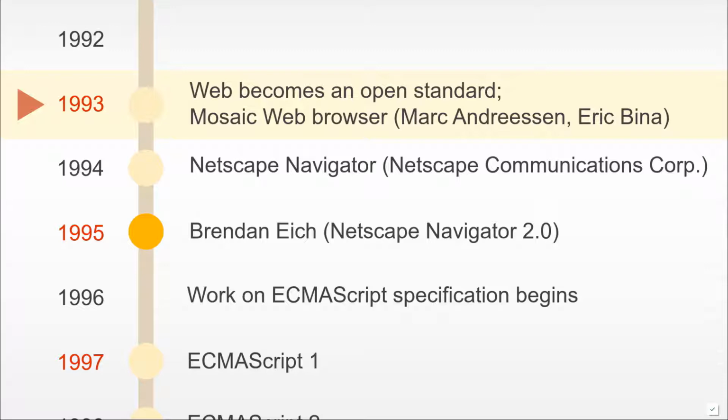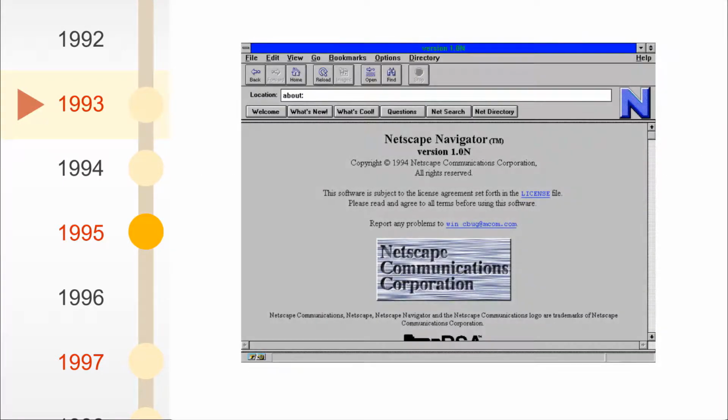In 1994, Netscape Communications Corp gets incorporated, and also in the same year, the first version of their browser, Netscape Navigator, becomes available. Netscape Navigator is another major improvement over the existing technology.